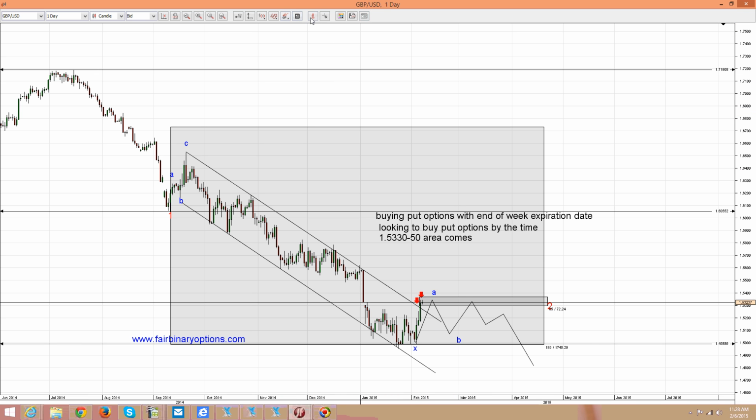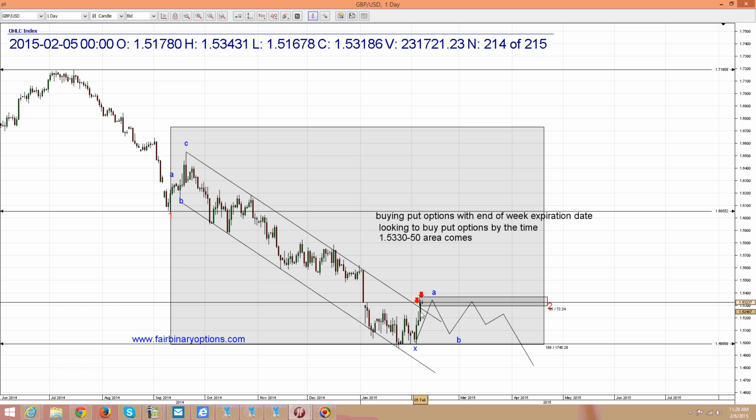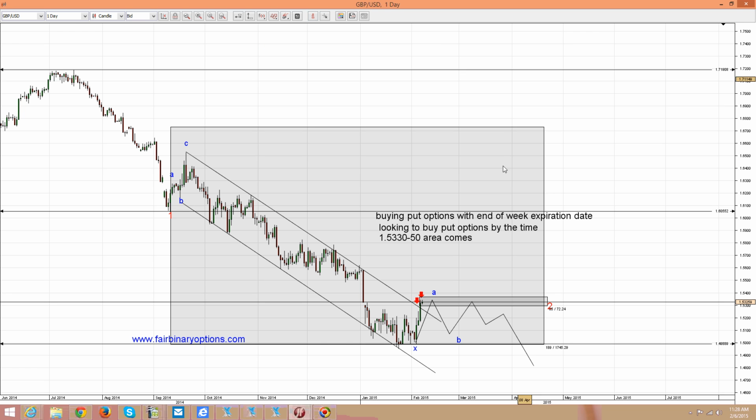Yesterday we had the highs here. Let me go and put the OHLC, let's make it a bit bigger. So the highs yesterday were 1.5343, and therefore the downside should begin. Now, why insisting that this is going to be a contracting triangle?